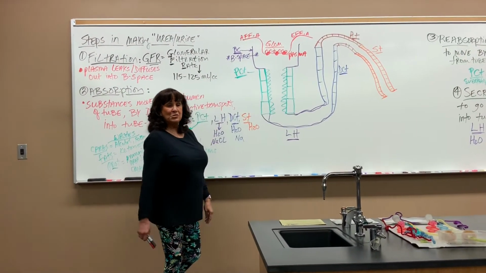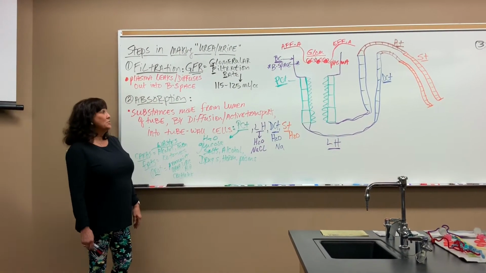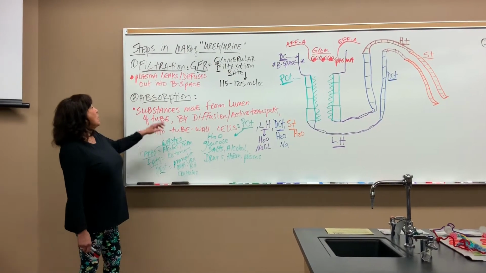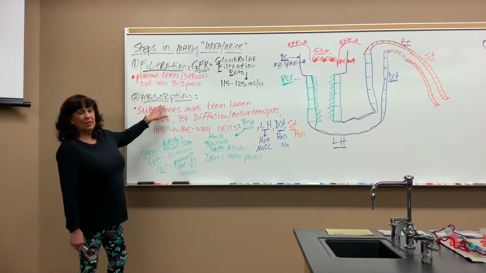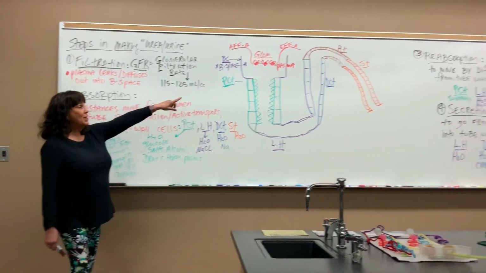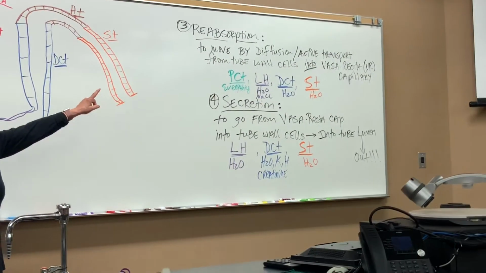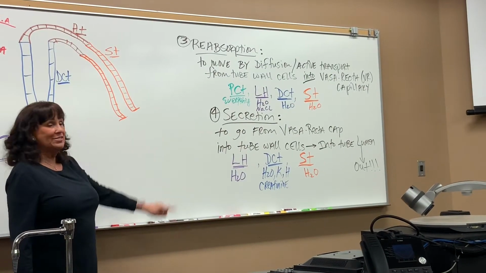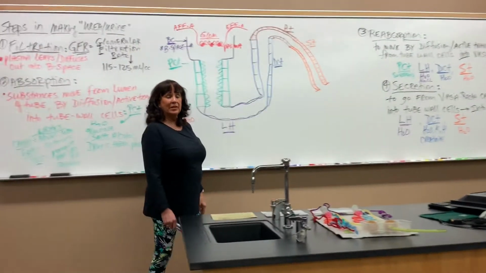So what are the 4 steps I'm going to talk about in making and producing the waste material, the semi-solid waste material? Well, the first step is called filtration. The second step will be called absorption. The third step over there is called reabsorption, whatever that is. And secretion is our last step. So there are 4 basic steps. And so here we go.